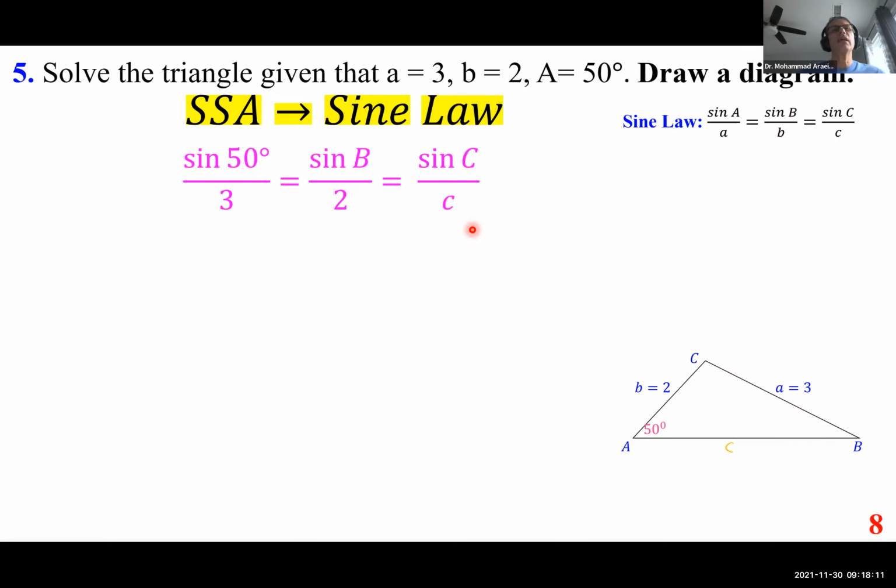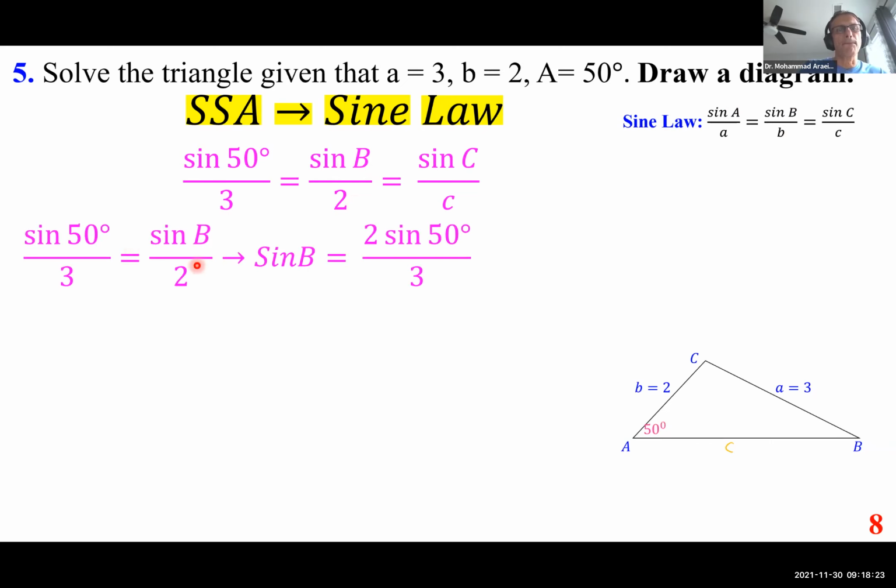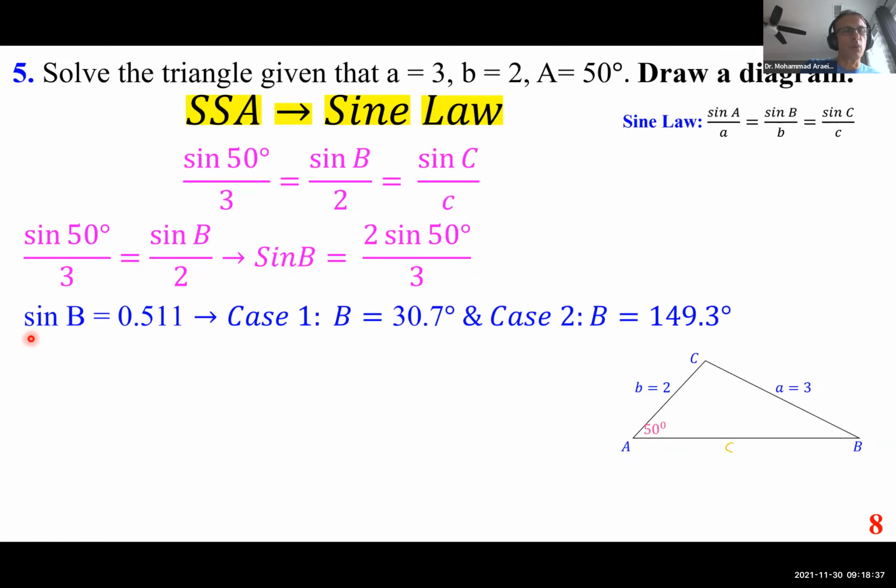So let's look at this 2 and find sine B. If you do the cross product, sine B becomes 2 times sine 50 over 3. And again, you use a calculator, you come up with the answer. And the answer is 0.511. I want you to concentrate on that. Sine B has this value, let's say almost 0.5, right?